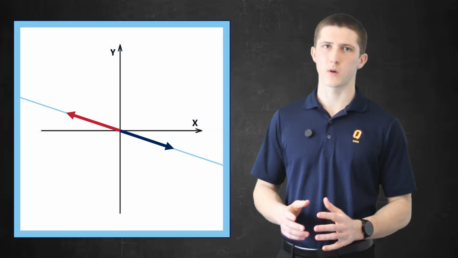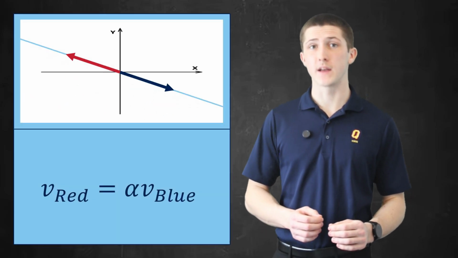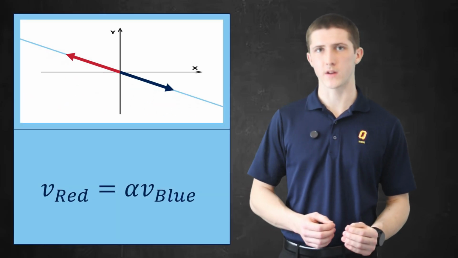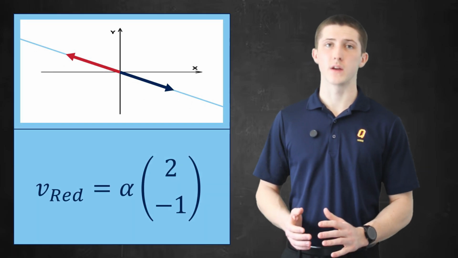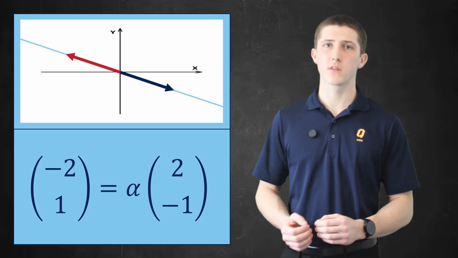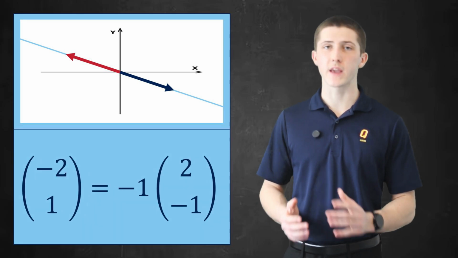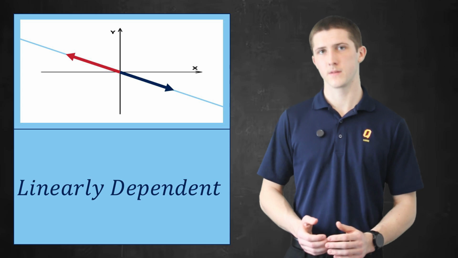Let's look at this case where we have two vectors on the same line. We can write the second vector as a linear combination of the first vector. If the blue vector is (2, -1) and our red vector is (-2, 1) based off their x and y coordinates, then we can see that the red vector is just the blue vector scaled by -1. We call this red vector linearly dependent.